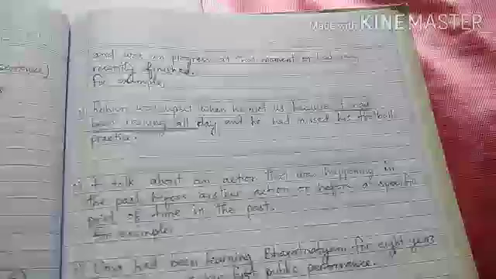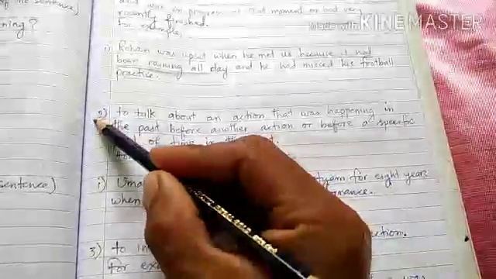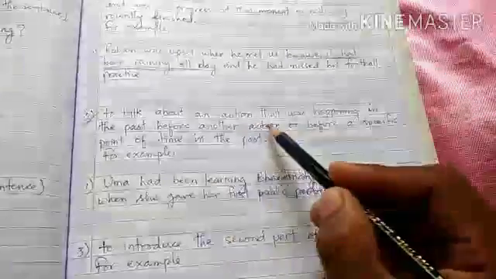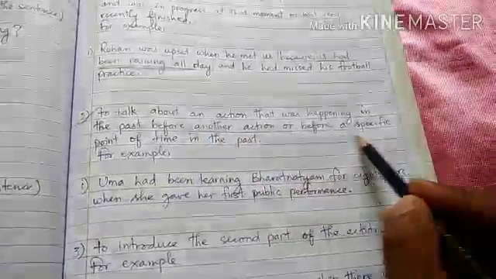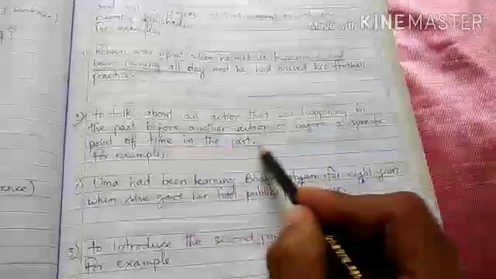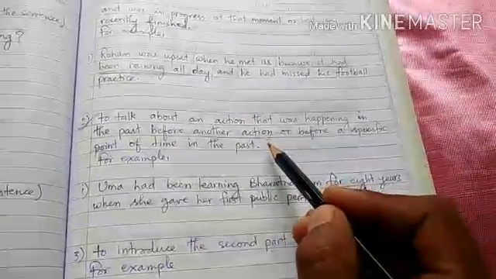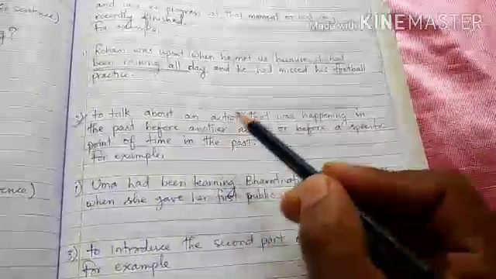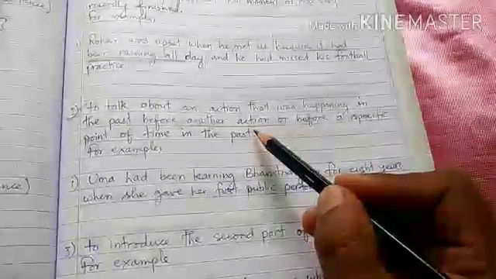Now, another action that we express with the past perfect continuous tense is to talk about an action that was happening in the past before another action or before a specific point of time in the past. So बीता हुआ समय में किसी समय से पहले या तो किसी एक्शन का होने से पहले अगर कोई काम कंटिन्यूसली हो रहा हो, ऐसे कामों को भी हम पास्ट परफेक्ट कंटिन्यूस टेंस में एक्सप्रेस करेंगे.